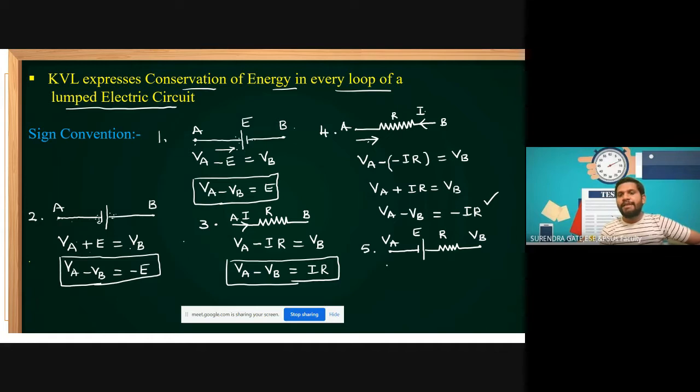Yes, same. This is VA. We are moving from negative to positive. Negative to positive means rise of voltage, plus E. Let the current direction be this one. The drop is always negative. Drop is negative, equal to VB. Now I want VA minus VB. VA minus VB equal to what you can get? Minus E plus IR. Minus E plus IR is the VA minus VB.